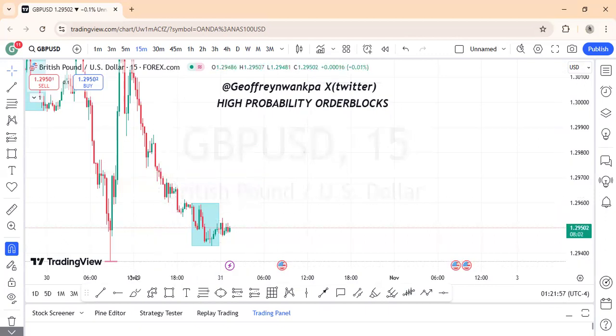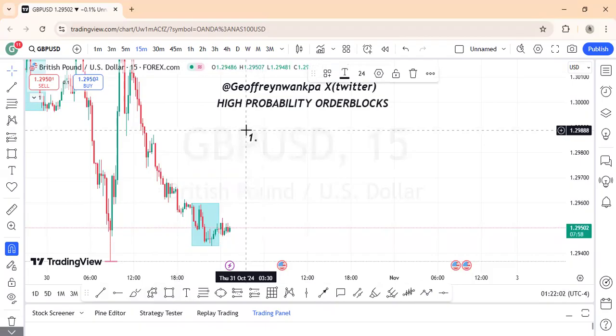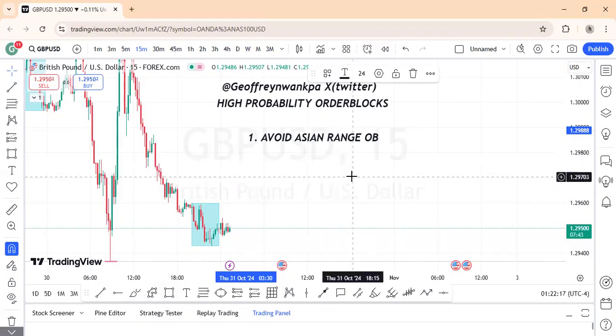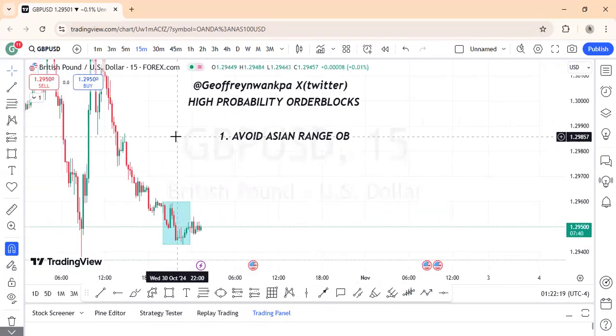So now, how do you choose? The first thing that you must pay attention to is that you should avoid Asian range order blocks, right? These are the ones you must avoid. Avoid the ones that are high. If you can avoid this, you're in good hands. Avoid other blocks that form in the Asian range, because they have a very low probability.